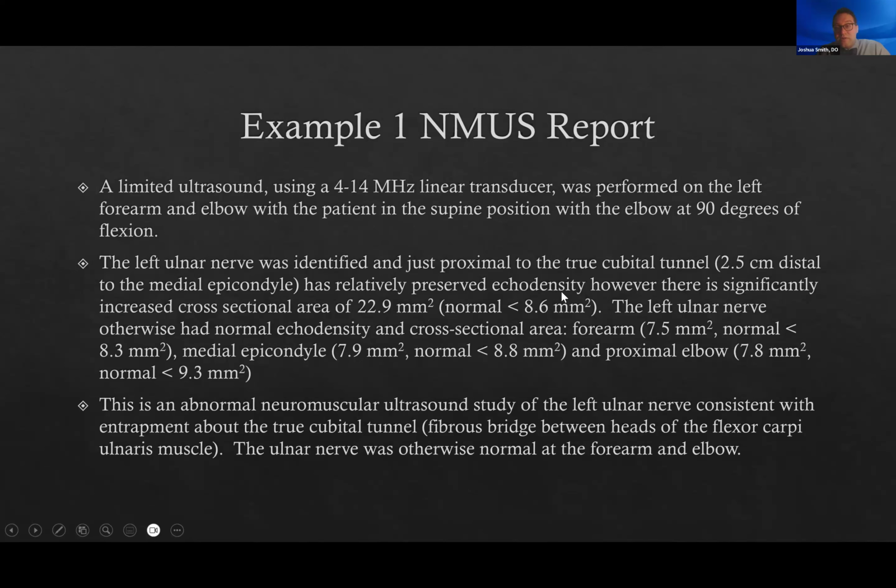It had relatively preserved echodensity. However, there was significantly increased cross-sectional area of 22.9 millimeters squared, where normal is less than 8.6. The ulnar nerve otherwise had normal echodensity and cross-sectional area at the forearm, and I provided the values at the forearm, the medial epicondyle, and the proximal elbow.